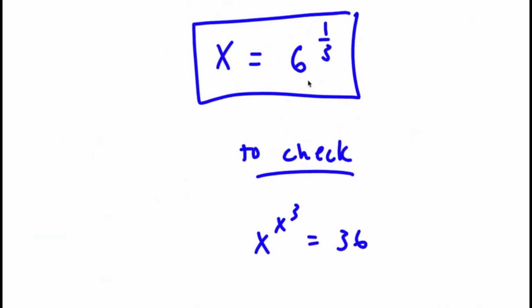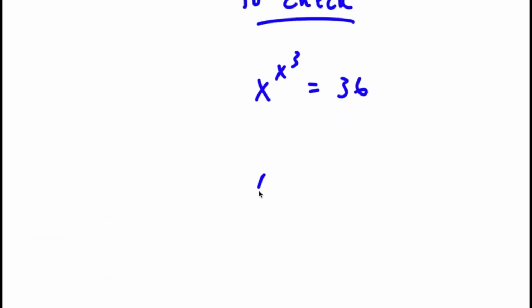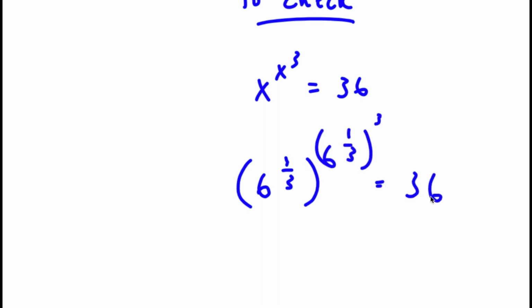We know that x equals 6 to the power of 1/3. So now I have 6 to the power of 1/3, to the power of 3, is equal to 36. Now 1/3 and 3, these two cancel out.